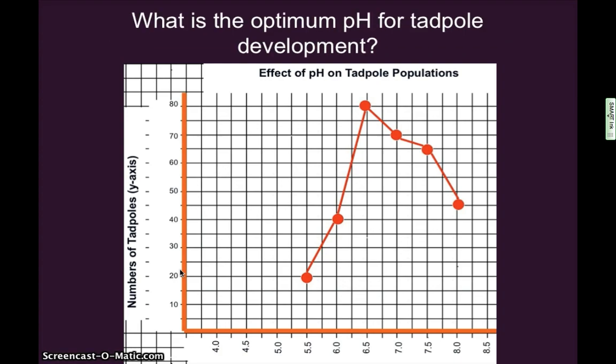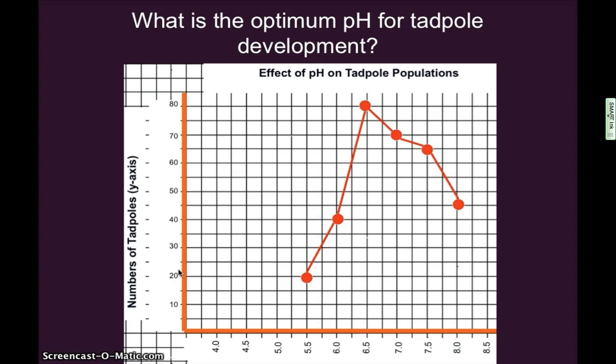The first graph that you have in your notes has the question at the top that says, what is the optimum pH, which measures how acidic something is, for tadpole development? Now, what does the word optimum mean? Optimal means the best. Optimum is the best pH for tadpole development. Okay, so let's find out. Let's look at our graph.